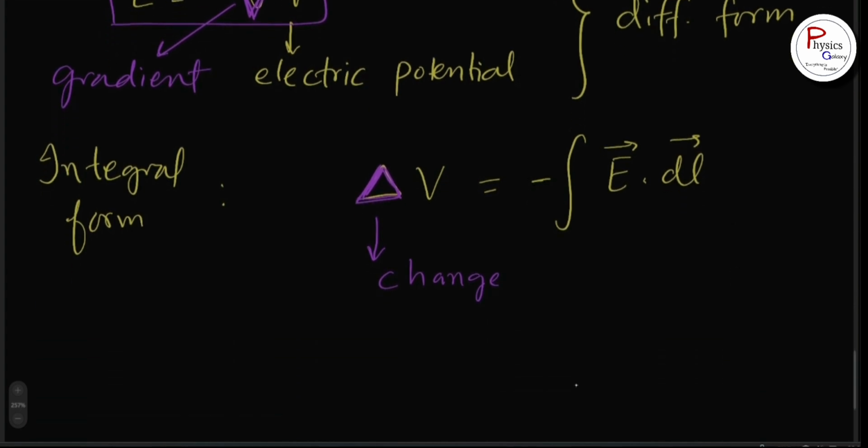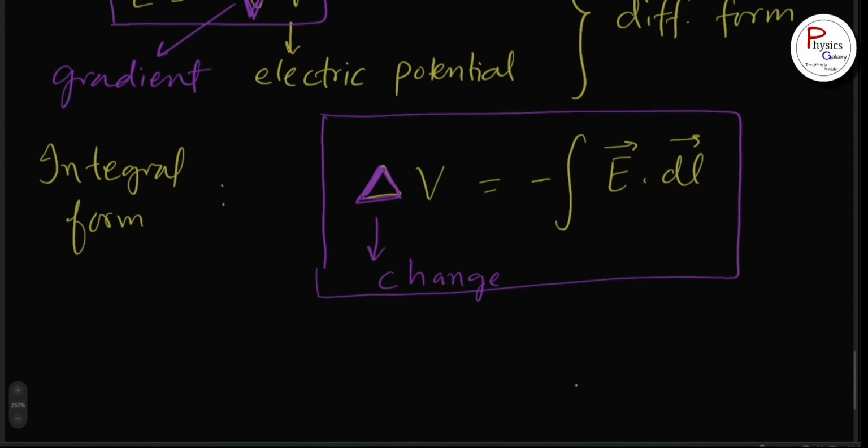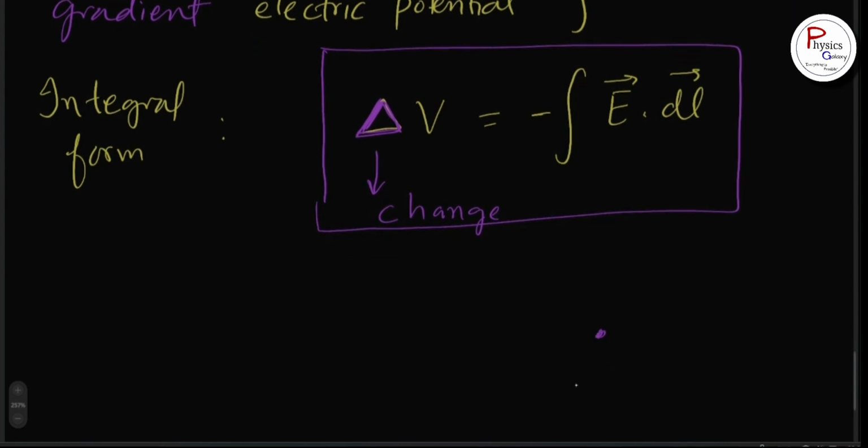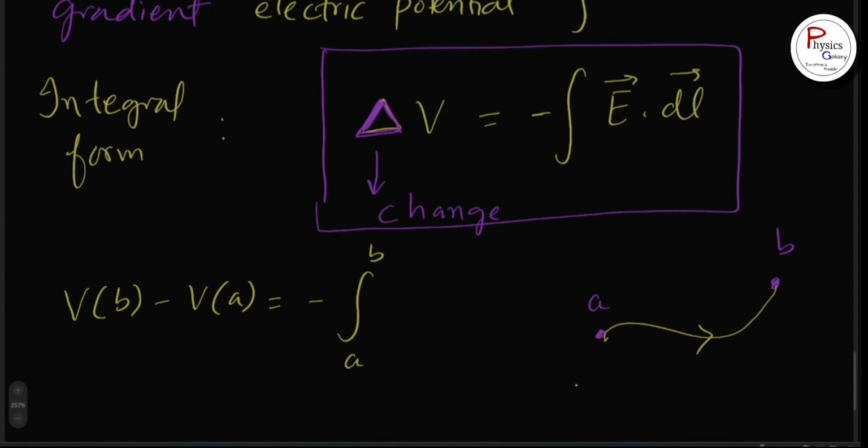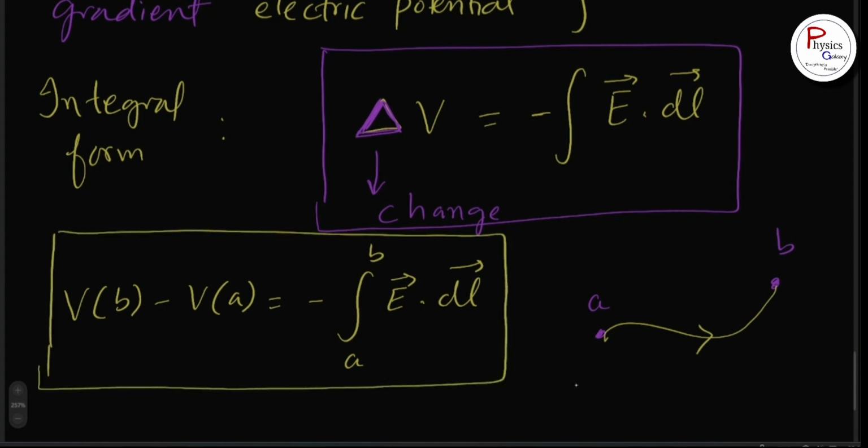So this was our definition. We can also say this was the definition of our potential. In other words, if we have two points, point A and point B, and we choose some path connecting A and B, then the change in the potential, that is VB minus VA, equals minus integral A to B E dot dl. So from this we can get the change in the electric potential function.